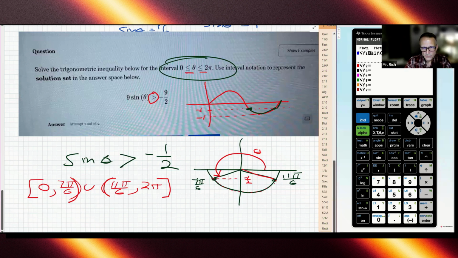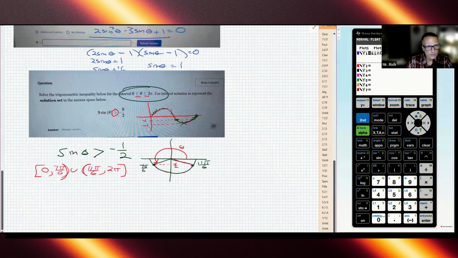This tells you where to look. That's why I was looking here. That right there has to be 7 pi over 6, and that has to be 11 pi over 6. So all of this are sine values greater than negative 1/2, and so are these over here. I'm only excluding that region, the lower portion of the third and fourth quadrants. I hope that gave you some insight on how to deal with those inequalities.